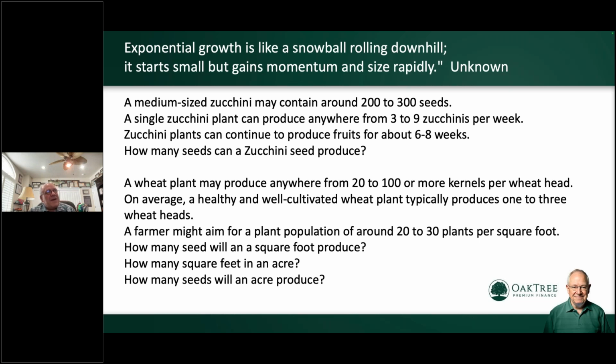Let's talk. Exponential growth is like a snowball rolling downhill. Starts small but gains momentum and size rapidly. A medium-sized zucchini may contain around 200 to 300 seeds. A single zucchini plant can produce anywhere from 3 to 9 zucchinis per week. The zucchini plant, actually in Utah, could continue to produce fruit for about 6 to 8 weeks. So how many seeds can a zucchini seed produce?